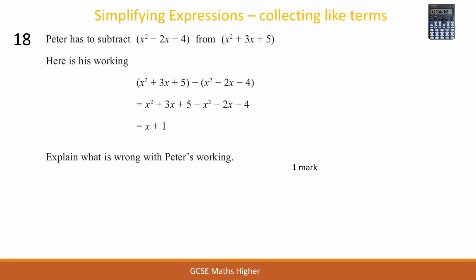This is a question on simplifying expressions and collecting like terms. So you're told he's got to subtract x squared minus 2x minus 4 from x squared plus 3x plus 5. You can see the working. You've got to explain what is wrong. This is worth 1 mark. Press pause, have a go at working out the answer, then press play when you're ready to hear the answer.